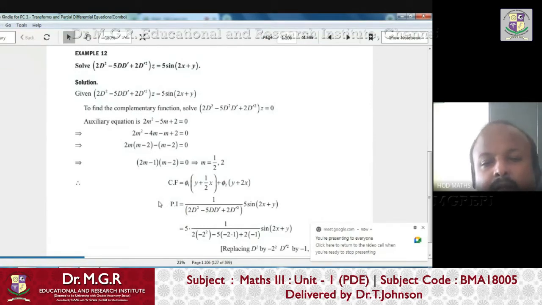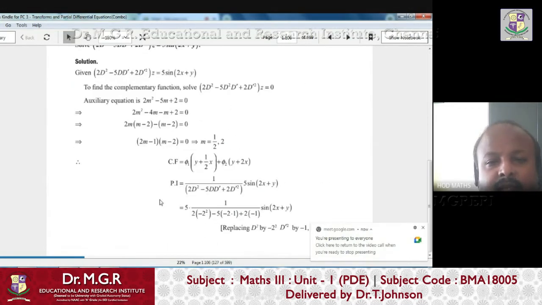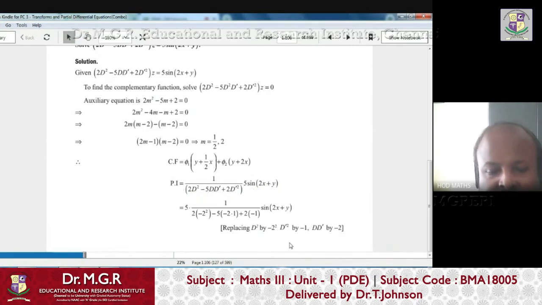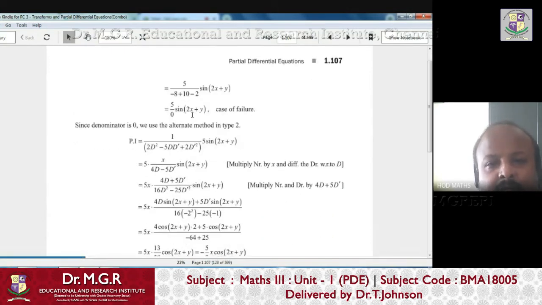So here the complementary function part is no problem, we can directly do it. But the particular integral is very, very important. Here you can see everything is nice because it is in d square format: d square is there, d dash is there, d dash square is there. So we substitute minus of 2 square here, and in place of d dash you put minus of 1 square. As per the rule they substitute, but unfortunately they get the value 0.